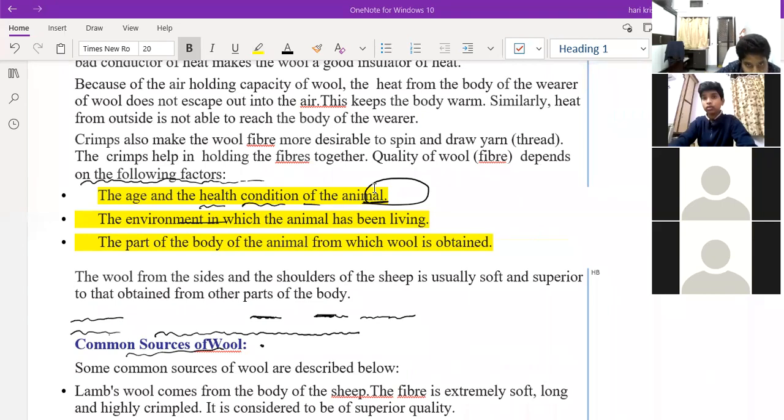Just 3 more minutes are there, and now your today's homework. It is the same homework. I have already given it at the start of these classes, but many people have newly joined, so you do this homework again. What are the most common sources of wool in India?